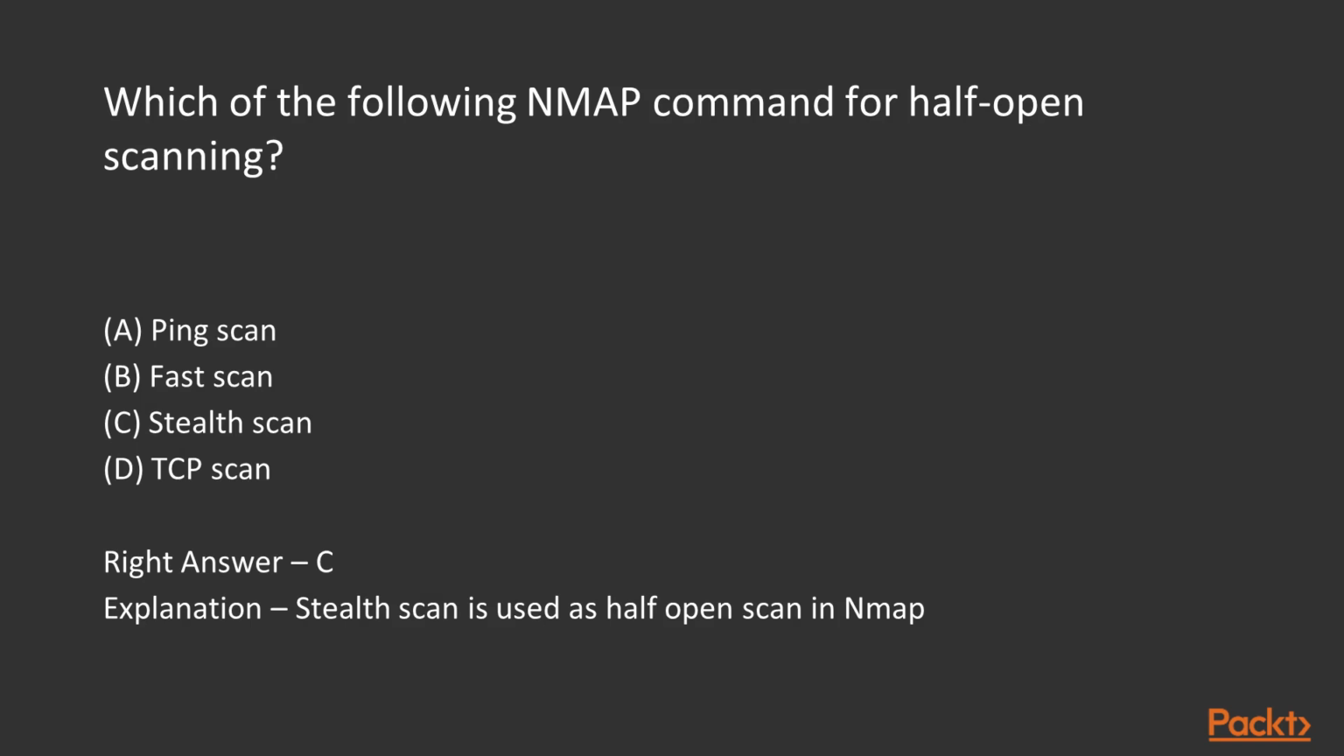Which of the following nmap commands is used for half open scanning? So half open means basically they are using a stealth scan, right? So the right answer is stealth scan. Half open is also called stealth scan. Stealth scan is used as half open scan in nmap.